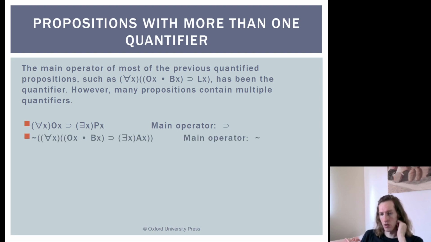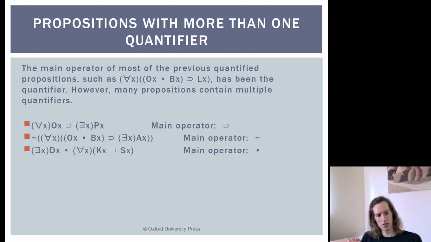Here, the main operator is going to be, I keep saying opera. I've got it stuck in my head now. The main operator is going to be a conditional. Now, if you see, we have some parentheses around the entire thing, and then a negation, not a conditional. The main operator here is going to be a negation. So we have the parentheses around the entire thing, and then a negation in front of that. So we want to say it's not the case that if for all x's, Ox and Bx, then there is at least one x, Ax. We want to say that this relationship doesn't hold, so we negate the entire thing.